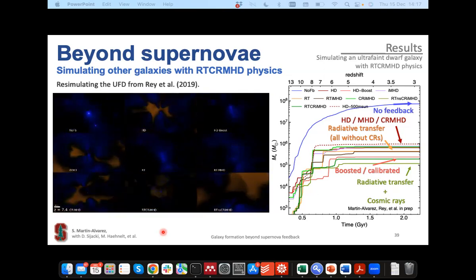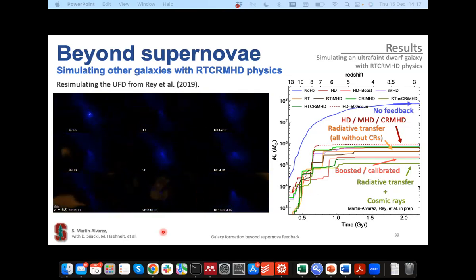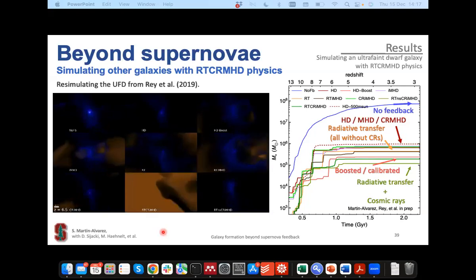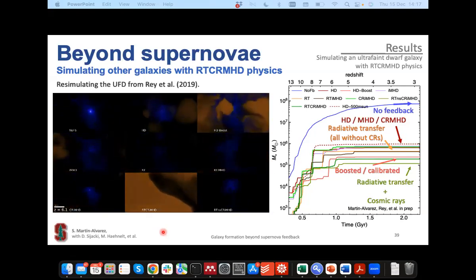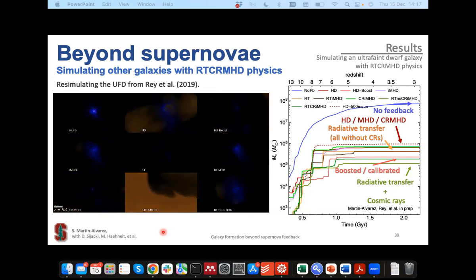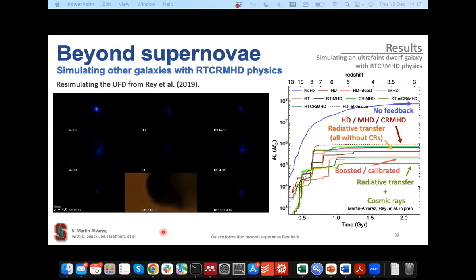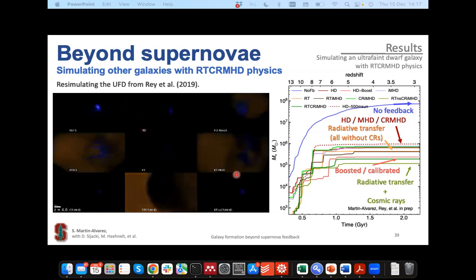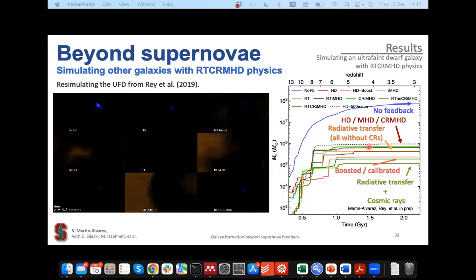But I just want the actual resolution. So what you're seeing up here in these different panels, I know the resolution is not too good. It's just the 9 models that we've decided to go with for the final production run, right? And here, what we're looking at is the hydrodynamic, boosted and not boosted feedback, radiative transfer, combined with MHD and then cosmic rays.